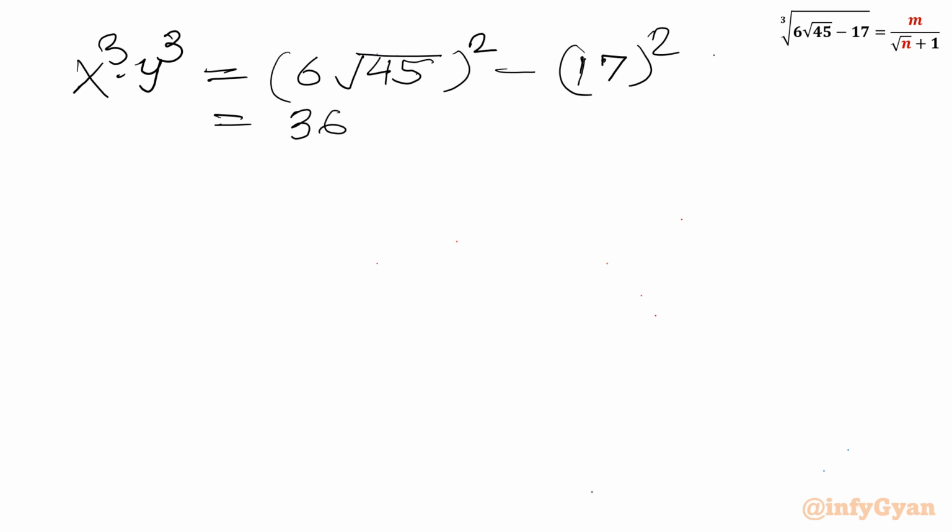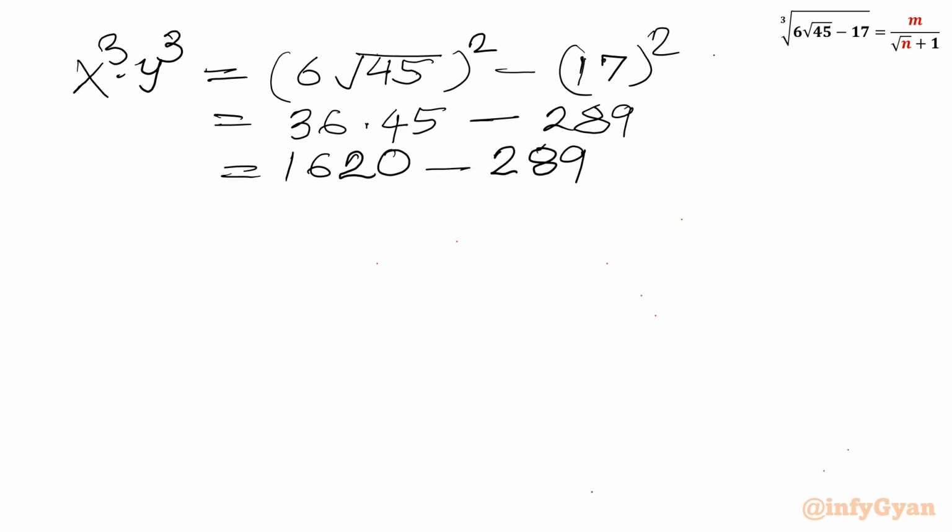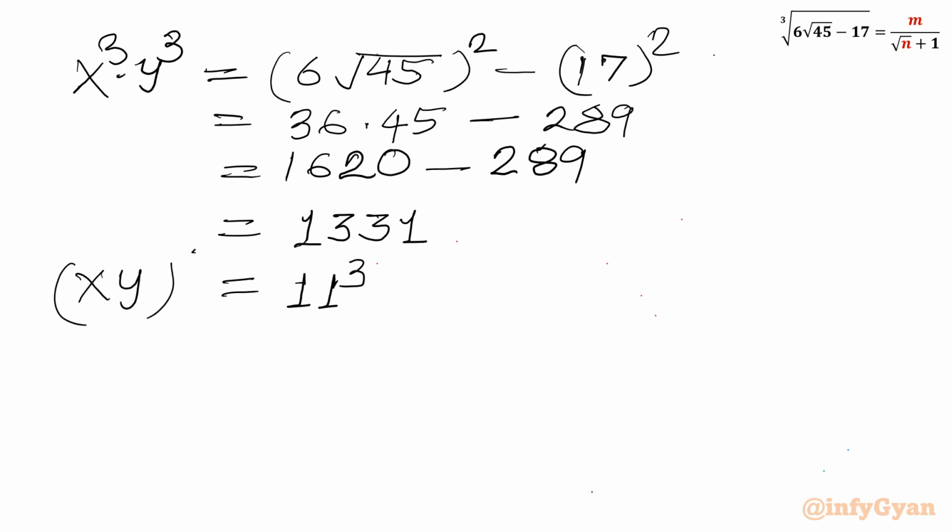6 square is 36. This will be 45 minus 289. 36 times 45, 1620 minus 289. This difference will be 1331, which we know it is cube of 11. Now left hand side is xy whole cube. Right hand side is 11 cube. Let's consider cube root both sides. So we will get conclusion xy equal to 11, which I will call equation 2.